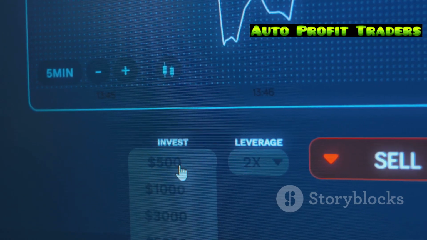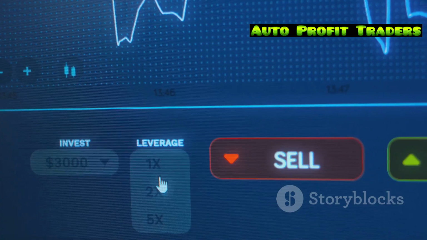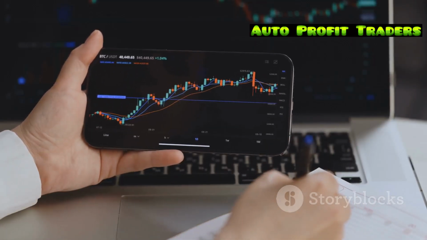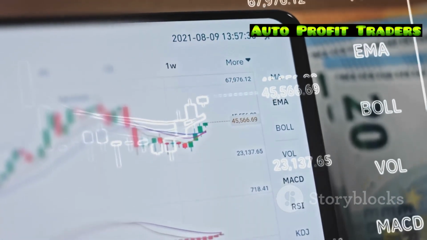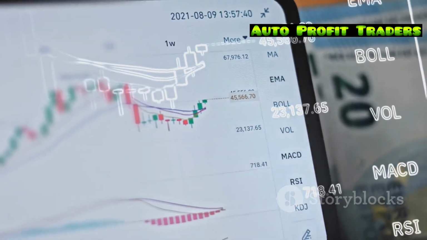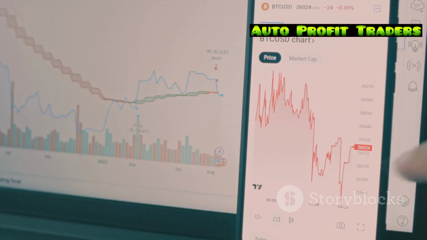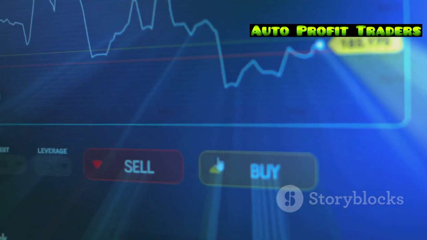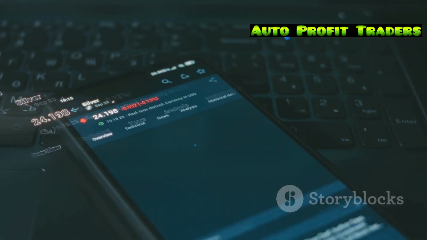Here's the simple setup ChatGPT suggested for a 1-minute Pocket Option strategy. Set your time frame to 1 minute and expiry to 1 minute. Use these indicators: EMA 9, yellow; EMA 21, blue; RSI 14 with levels 70 and 30, and the stochastic oscillator. The EMAs reveal the short-term trend direction. RSI helps spot momentum and overbought or oversold zones. The stochastic confirms the perfect entry timing.